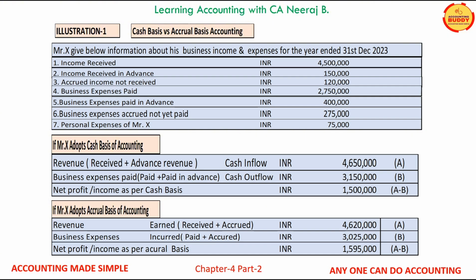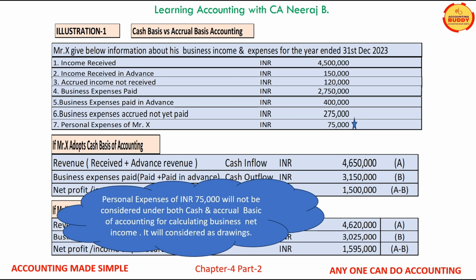Net profit under cash basis of accounting is 1.5 million, while under accrual basis of accounting it is 1.595 million. I sincerely hope with this illustration the treatment of income and expenses under cash and accrual basis of accounting is clear. In both the cases, INR 75,000 spent on Mr. X's personal expenses will not be considered for profit calculation as it is not related to business. It will be treated as a drawing and will be reduced from the capital of Mr. X.